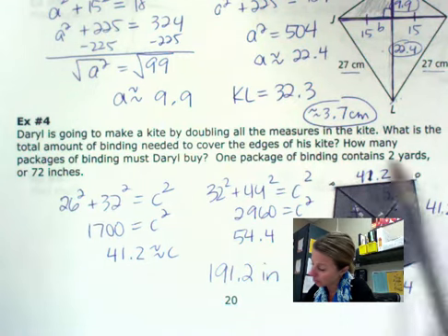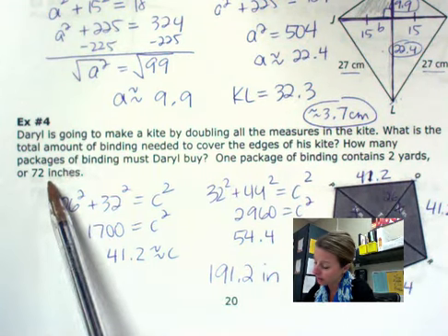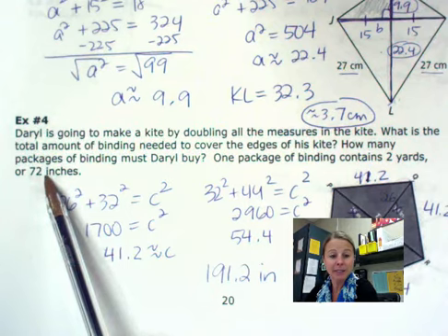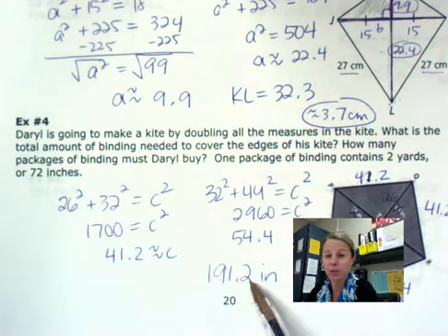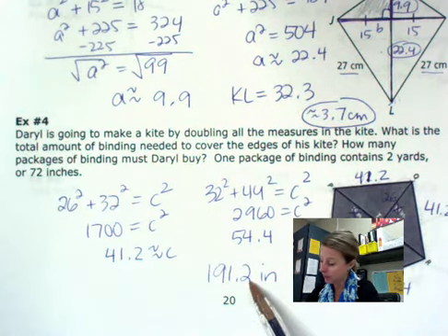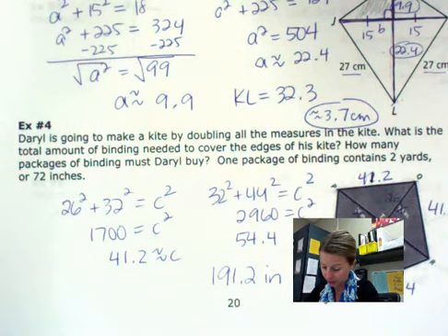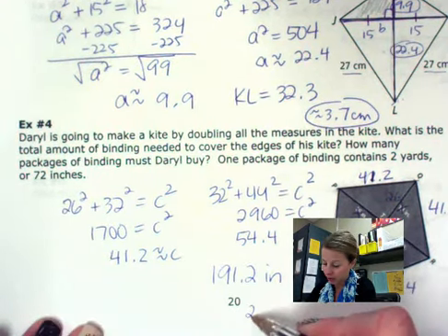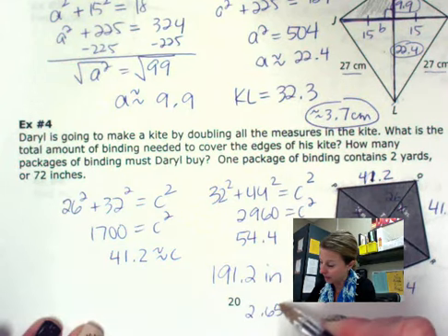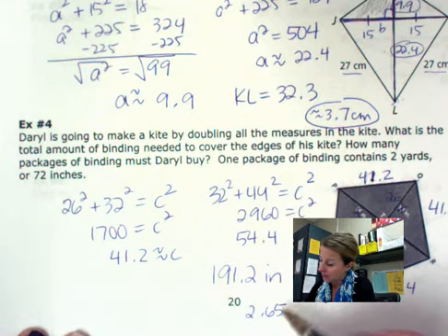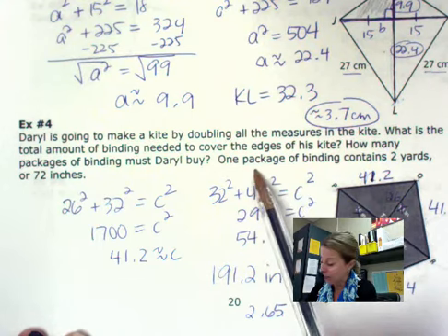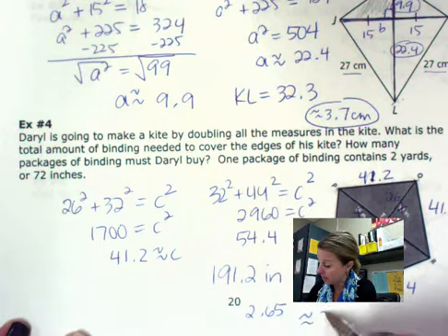One package is 2 yards or 72 inches. So basically, how many sets of 72 inches will go into 191.2? So I want to do a division here. I want to do 191.2 divided by 72, and I get 2.65. I cannot buy part of a package, so I need about 3 packages.